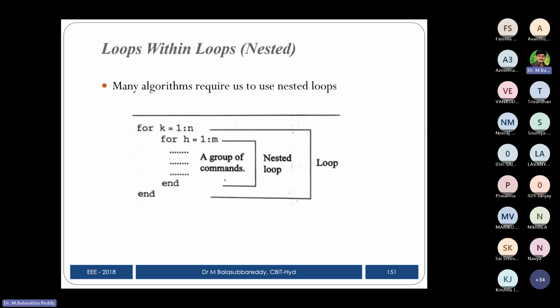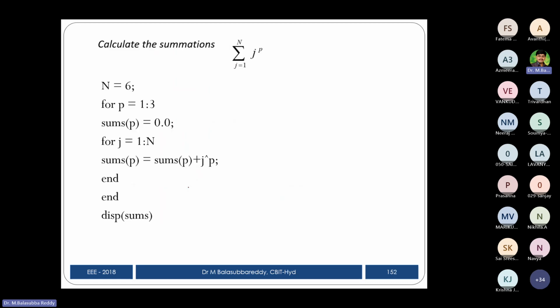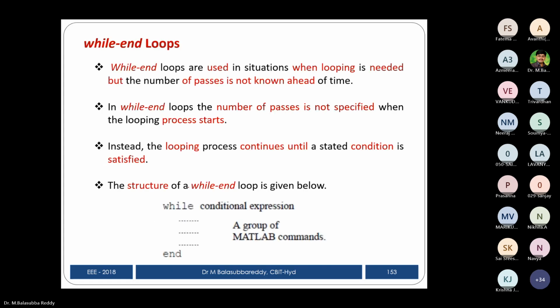Then we'll see the nested loop, the inside loop. This is already discussed in the 1 to 10 table. There, inside loop also you can use it. If you use 2 for loops, automatically 2 ends are required. And another example: how to use the for loop for the sum of j power p. J you can ask, p you can ask, any number of variables, and sum is equal to a simple form.